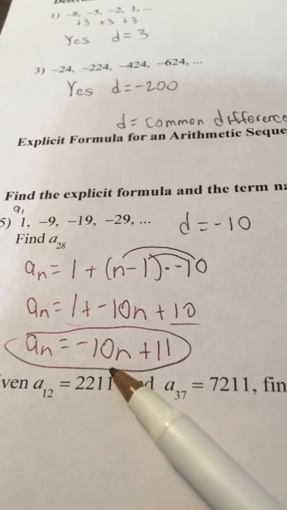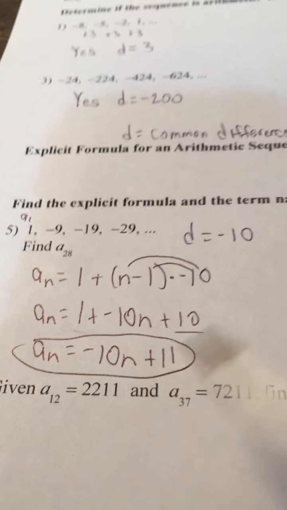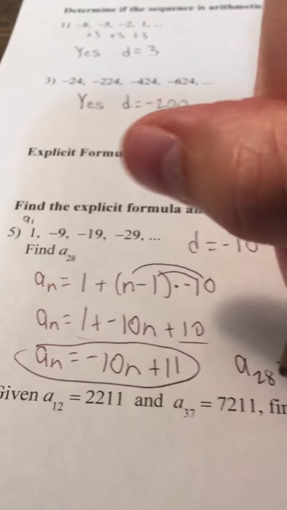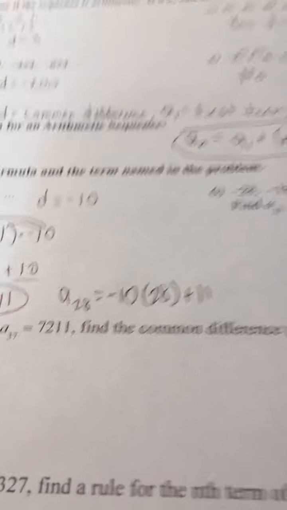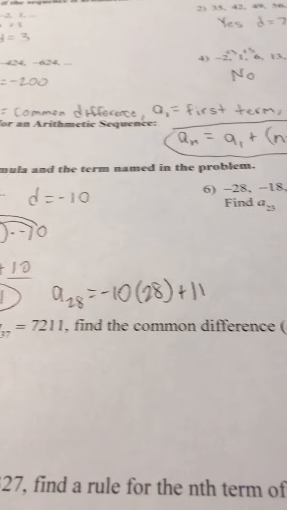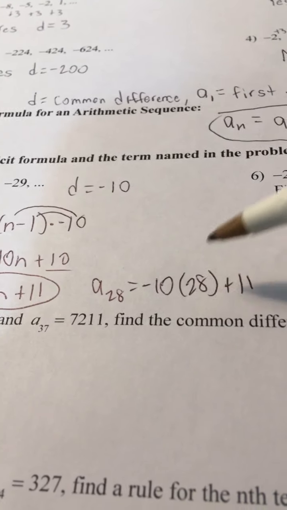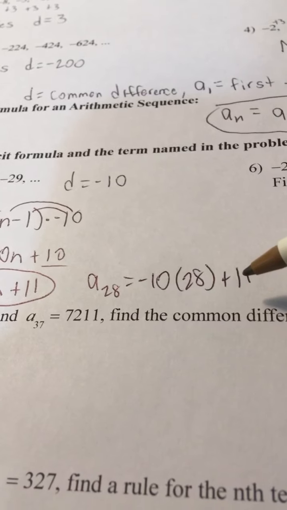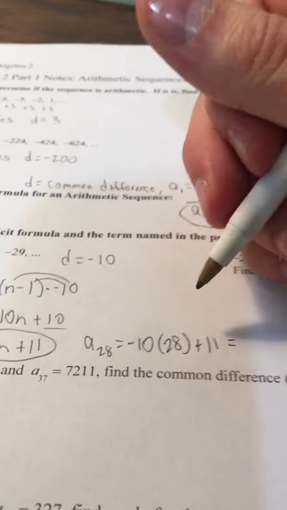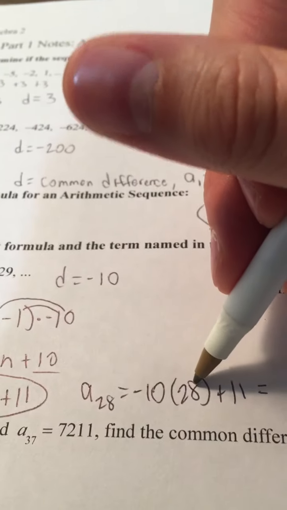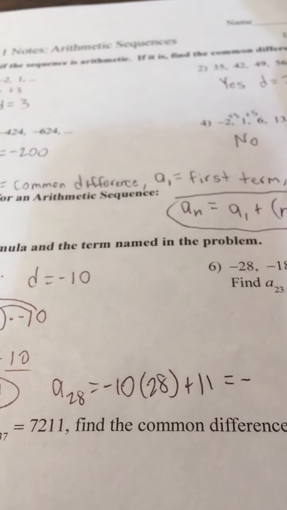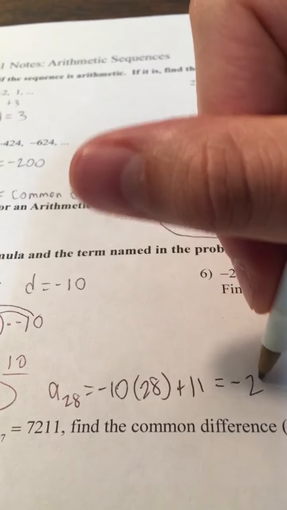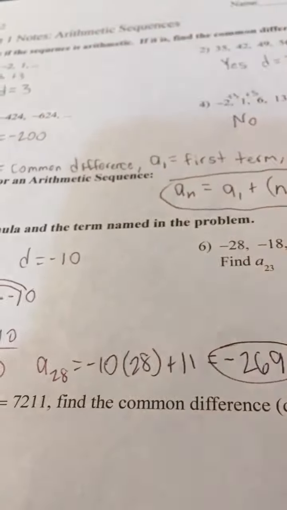That's the actual formula. And then, using that formula, I want to know the 28th term. What do you think I could do with that formula? I could just plug in 28 in place of n. To find the 28th term, I'm going to do negative 10 times 28 plus 11. You might want your calculator for that. You might not need it though. Negative 10 times 28, I'm lying. Negative 10 times 28 is going to be negative 280. Sorry, negative 280 plus 11 is negative 269. Check it in your calculator if you're not sure.